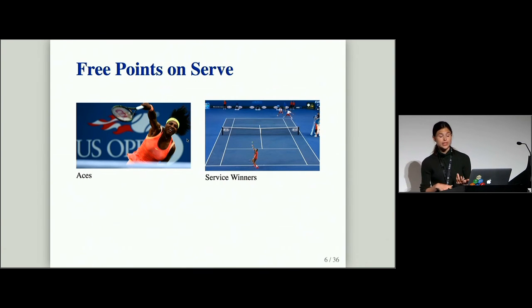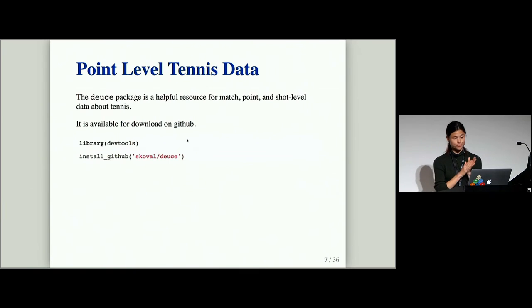When players talk about free points on serve, they essentially mean a point that the returner couldn't do anything with, that effectively was decided by the serve and the serve alone. And there are two ways that that can happen. Either an ace, so this is a type of serve that lands in play and the returner does not even get a chance to touch the ball, or service winners. These are situations where the serve lands in and the receiver might touch it with the racket, but they're not able to return it back into play. It's too good for them to do anything with. So those are both outcomes that are effectively considered free points on serve.